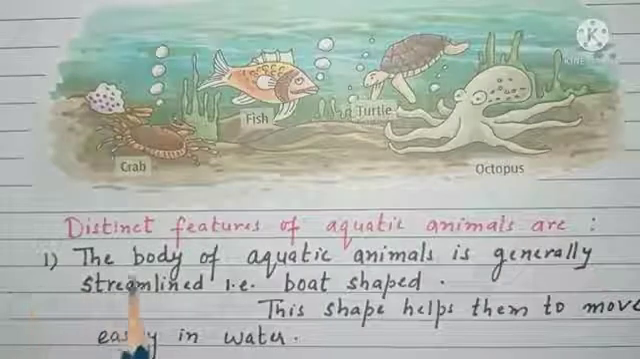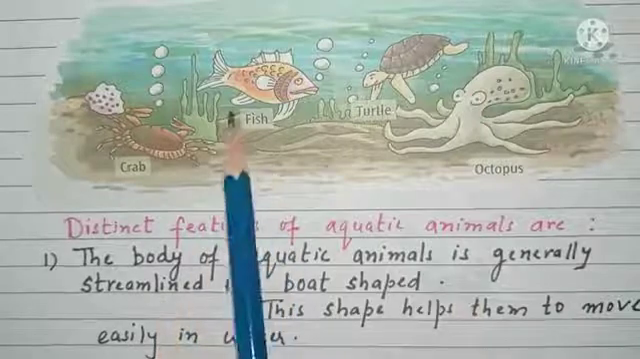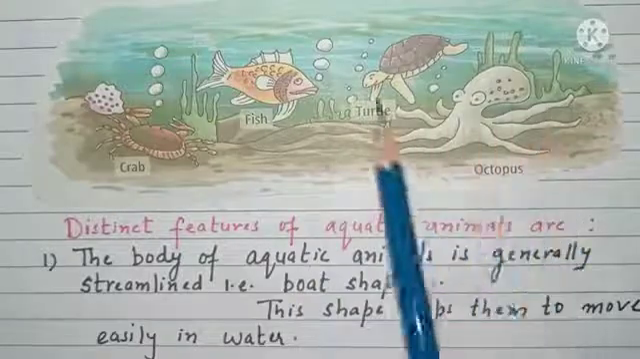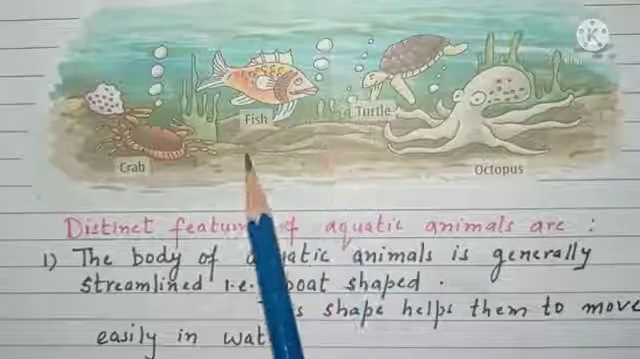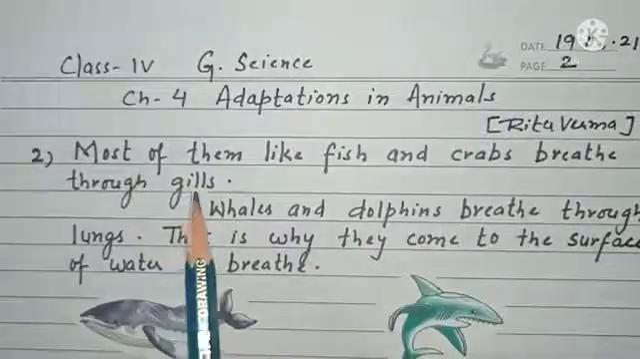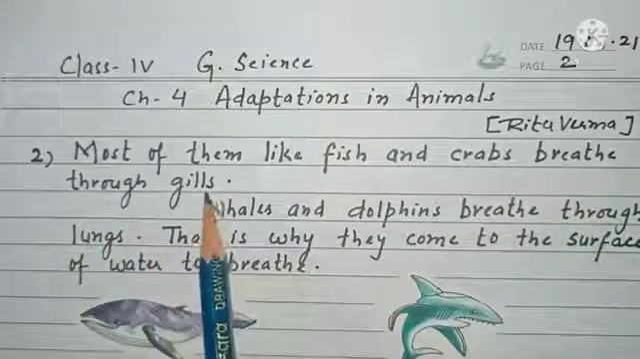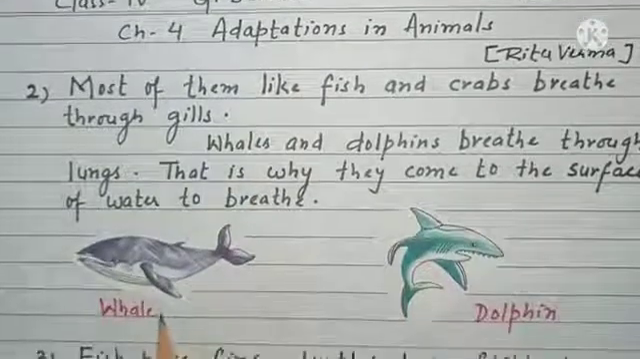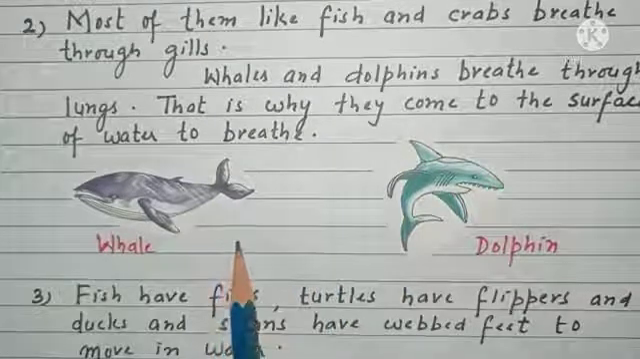So, number one is the body of aquatic animals is generally streamlined. Streamlined means boat shaped. This shape helps them to cut through the water very easily. So this is the shape, the boat shape. It helps them to move easily in water. Most of them, like fish and crabs, they breathe through the gills. Whales and dolphins, they breathe through lungs. That is why they come to the surface of water to breathe.